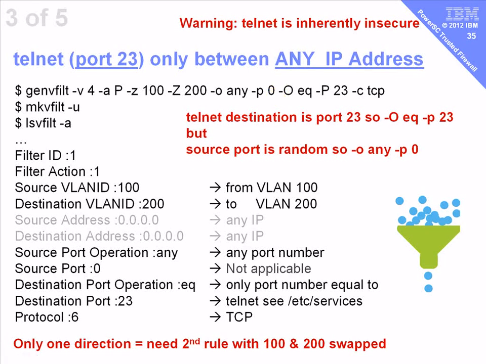And now that works, but now because we have port numbers in here, we have to have a second rule to allow a telnet operation in the opposite direction. We just put the same rule in. If we swap over the 100 and 200 up the top here, then that will give us a different direction going from the second VLAN to the first.